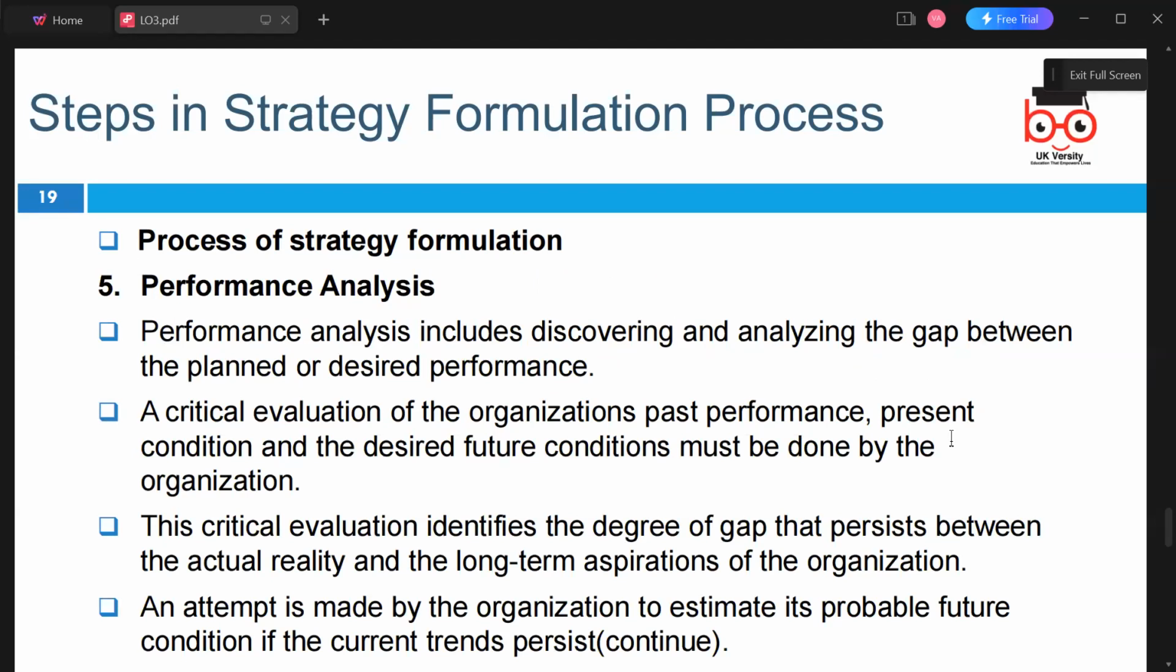And lastly, we have performance analysis, which can be done through different types of measurements. The most common is KPI, where companies can see how the employees have been performing and how they've performed over the years. Performance analysis also includes discovering and analyzing the gap between the plan and desired performance.